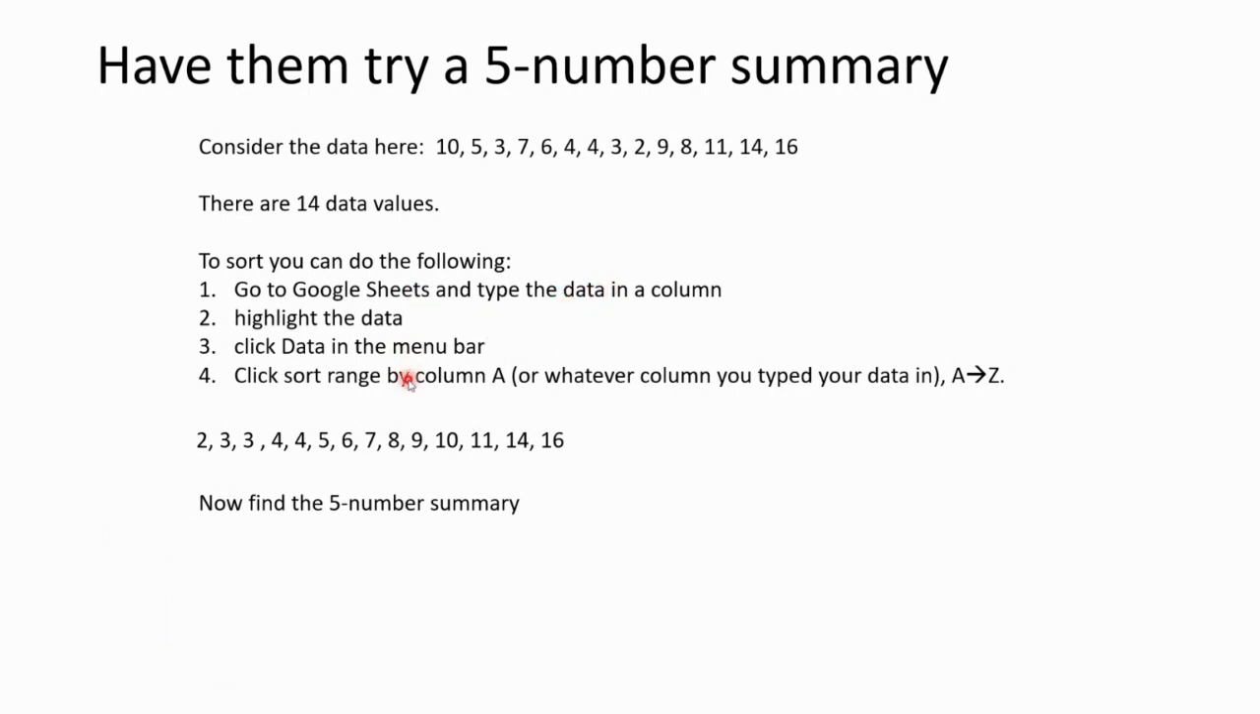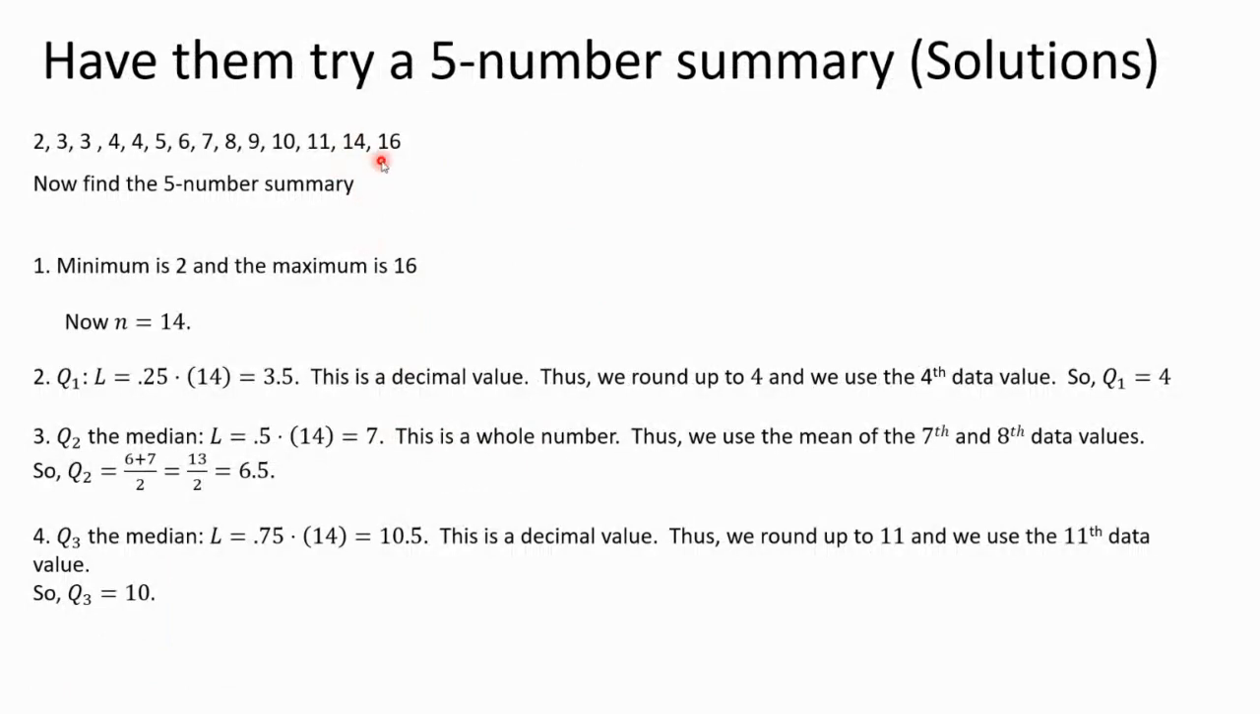Again, I'm just writing out here how you actually sort the data. I did show you that. Once you sort the data correctly, you get this. We want to find the 5-number summary. The minimum's easy, the minimum is 2. The maximum we can easily get, that's 16. Notice also n is 14.